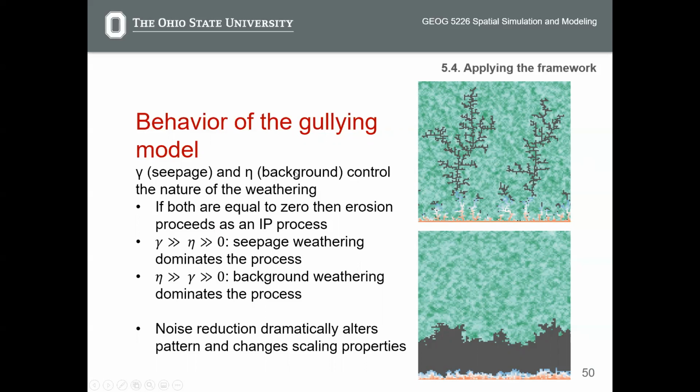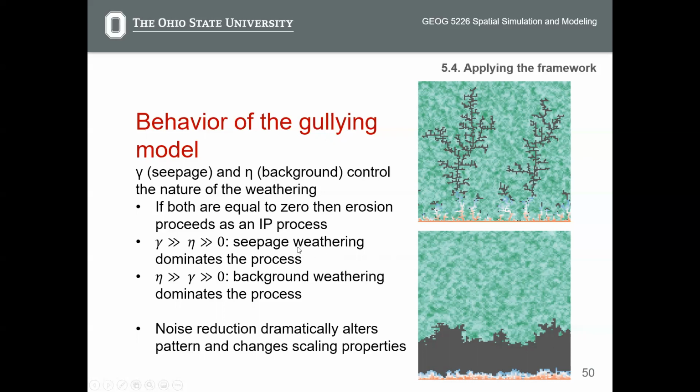And let's talk about the relationship between seepage weathering and background weathering. Gamma and eta control the nature of the weathering. If both are equal to 0, then this simulation is pure IP because the resistance doesn't change during this process, right? But if they are not equal to 0 and gamma is larger than eta, they can't be negative, so they must be positive, right?